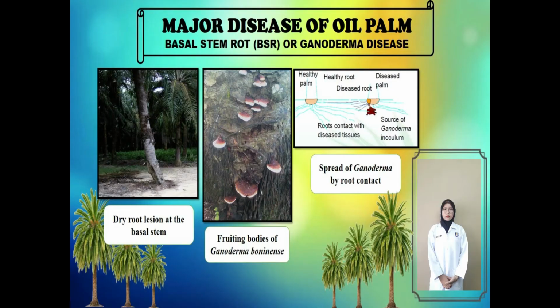In this video, I will explain one major disease in the oil palm plantation. The disease is Basal Stem Rot (BSR) or Ganoderma disease. What is Basal Stem Rot or Ganoderma disease?